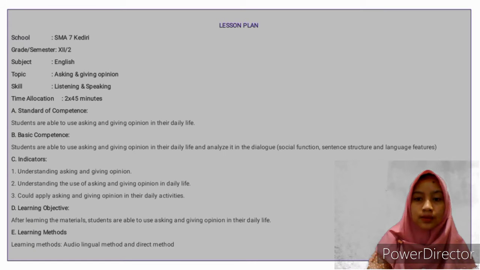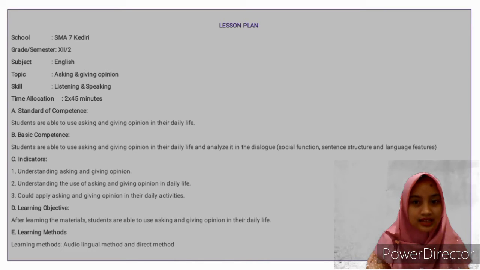Students are able to use asking and giving opinion in their daily life, and then the basic competence is students are able to use asking and giving opinion in their daily life and analyze it in the dialogue, social function, sentence structure, and language features. And then the indicators are understanding asking and giving opinion, understanding the use of asking and giving opinion in daily life, and then students could apply asking and giving opinion in their daily activities.